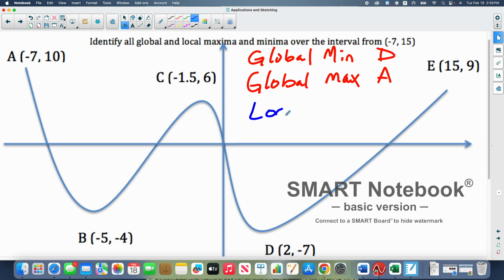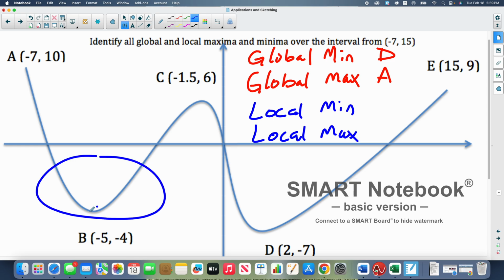If you've got a local min or a local max, we're only looking at a certain area of the graph. So we're kind of zooming in. So you're the best in Bryan or whatever. So local minimums. Do we have any local minimums up there? Point B. If I look only in this area of the graph, then that looks like the low point on the graph. So point B is a local minimum. Anything else? D would be a local minimum.